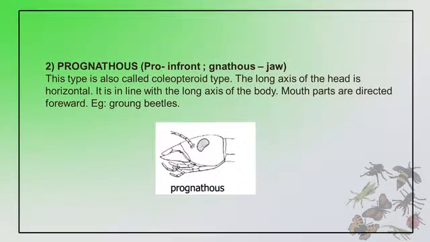Second one is the prognathous. Pro means forward and gnathous means jaw. This type is also called coleopteroid type, as it is found in coleopteran insects. The long axis of the head is horizontal. It is in line with the long axis of the body and mouth parts are directed forward. It is found in some ground beetles.